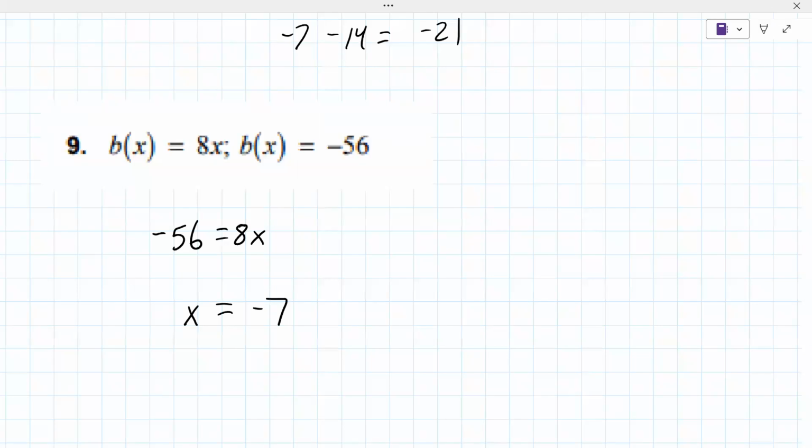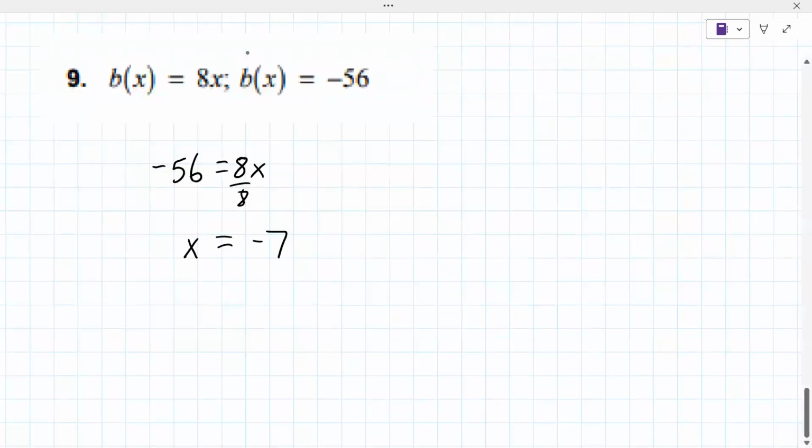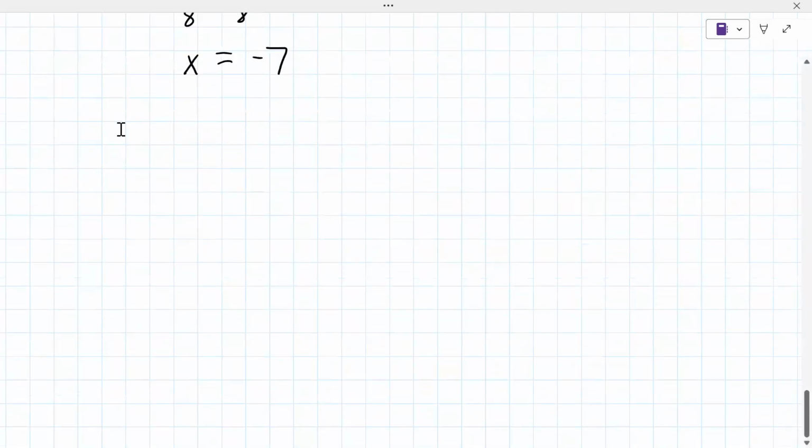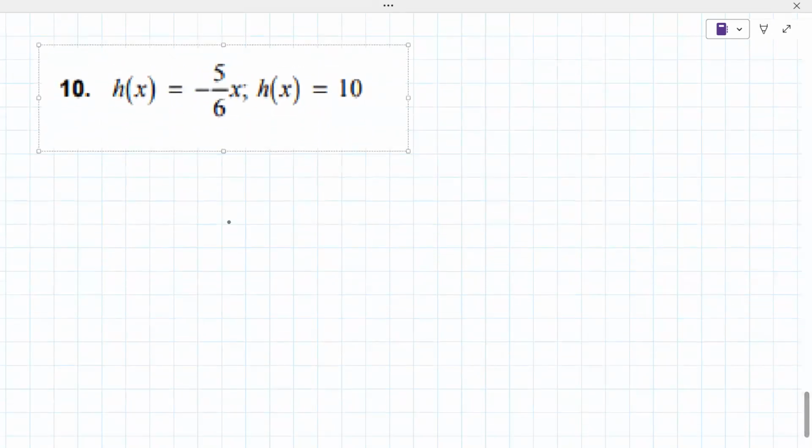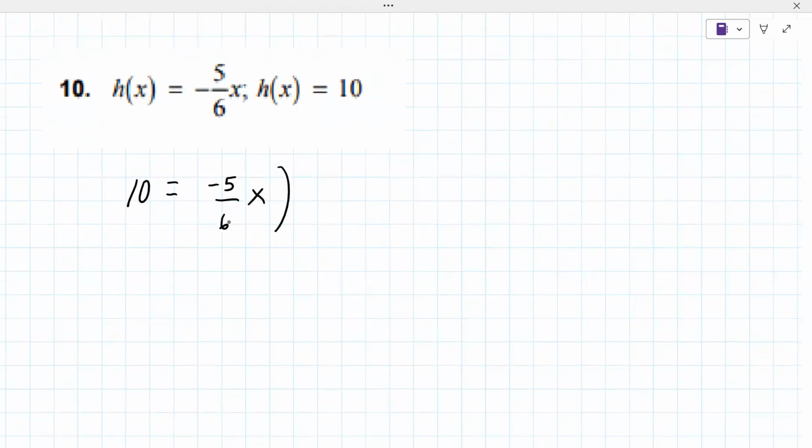Okay, 10. So then 10 equals negative 5/6 x. So multiply it by -6. You might as well multiply by the whole thing, the reciprocal. So multiply by -6/5. Yes.